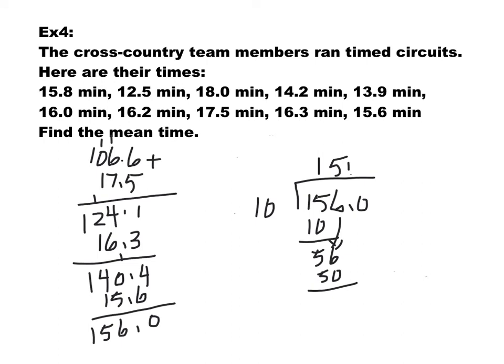So we get 56 minus 50 is 6. Now we move 0 down. 60 divided by 10 gives us 6. 6 times 10 is 60, so the remainder is 0. This means that the average time for these cross-country team members is 15.6 minutes.